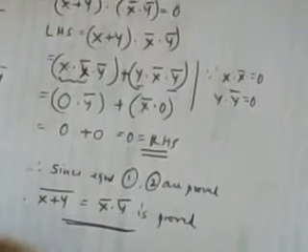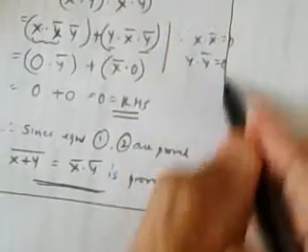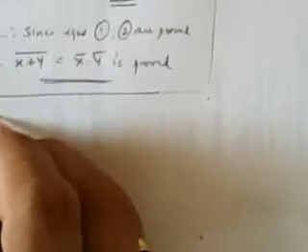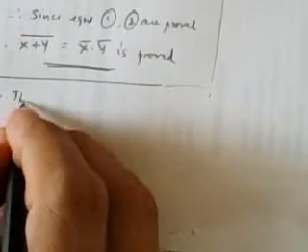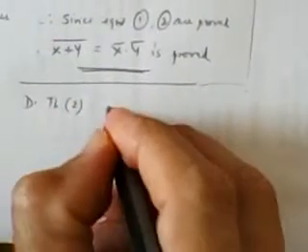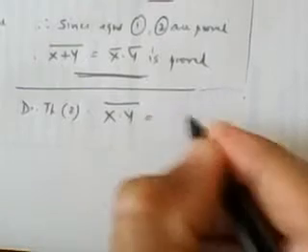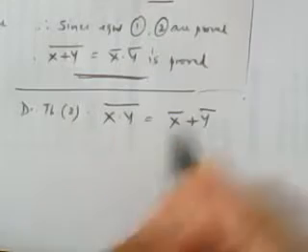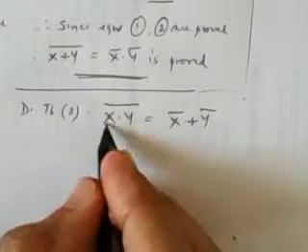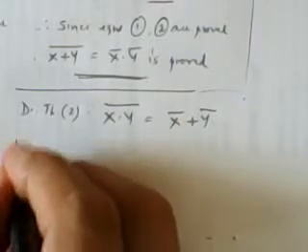In the similar way, in the same manner, we prove De Morgan's theorem 2. Shall we prove De Morgan's theorem 2 now? Exactly the same way. What is De Morgan's theorem 2? It says (x · y) whole bar is equal to x̄ + ȳ. Now you can guess. You must take x · y as p. Now we prove this.